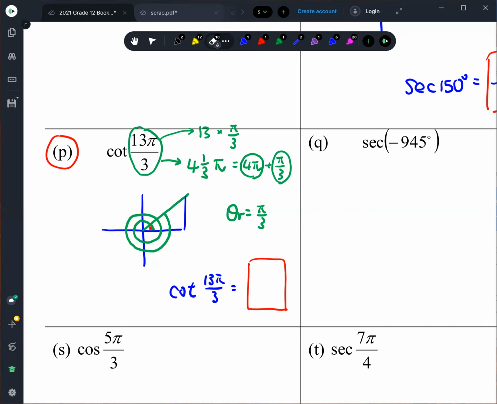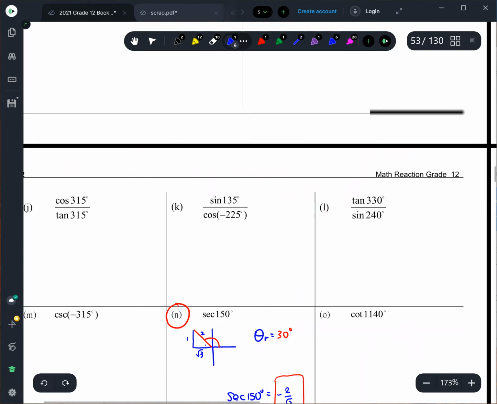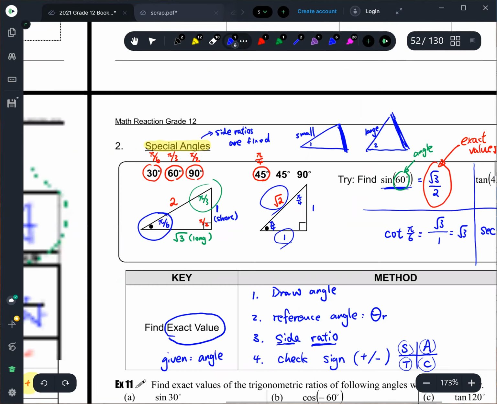Okay, let's check the sides first, okay? Angela, how long is the opposite? I cannot hear you. Hello? Yeah. How long is the opposite? Is it one? No. π over 3 is the longer or the shorter side? Sorry, root 3.